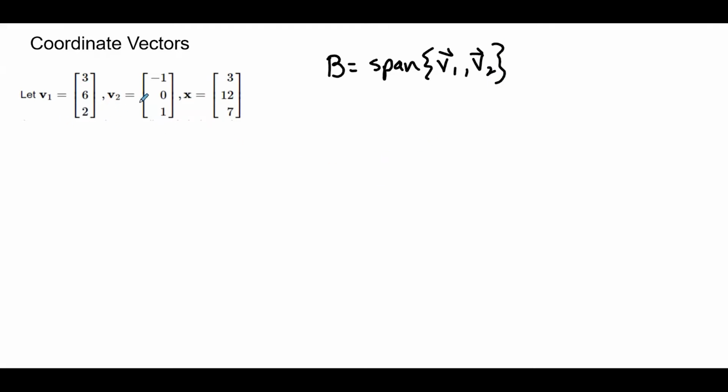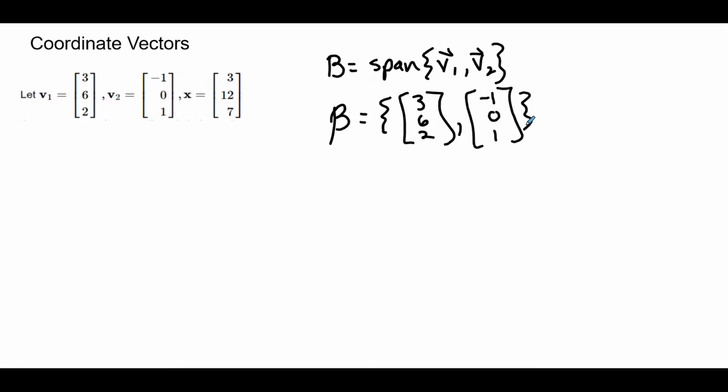Now v1 and v2 are not multiples of each other, so they're linearly independent. If they're linearly independent and they span a set, then we say that they are a basis. And B is a subspace because it's the span of a set of vectors. So we'll call beta the basis of B, and it's going to be just the vectors v1 and v2. So basis is like building blocks for a subspace.